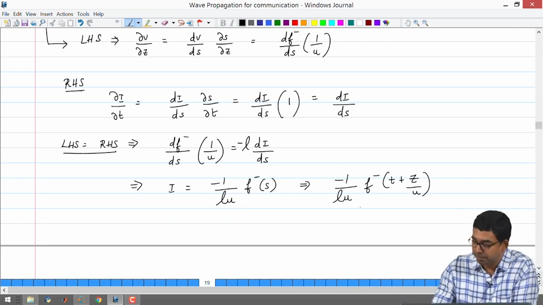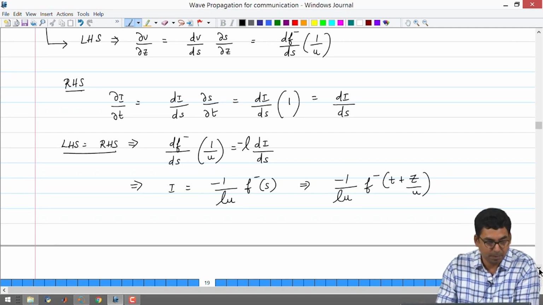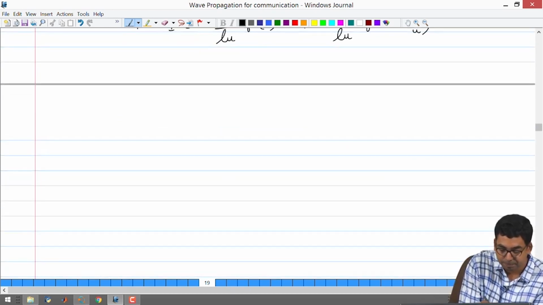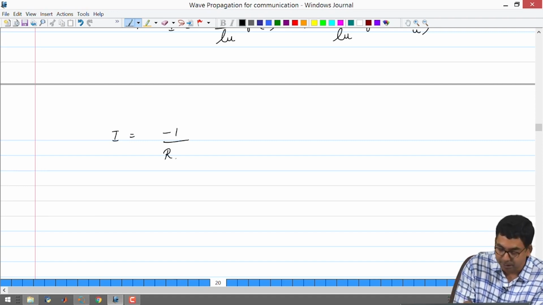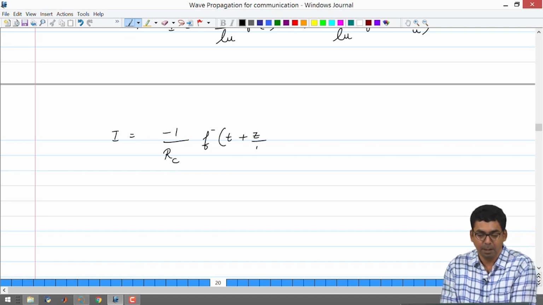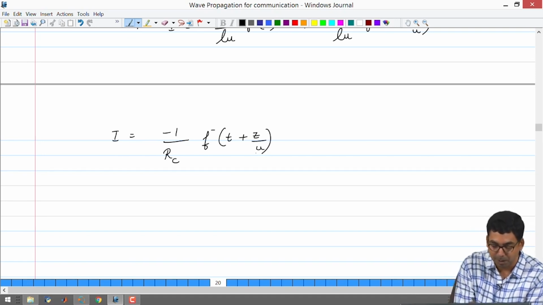So in other words, I is going to look like minus 1 by Rc, where Rc is the characteristic resistance of your transmission line, times f minus of t plus z by u. You could also write this down as minus 1 by Rc times V of z comma t.